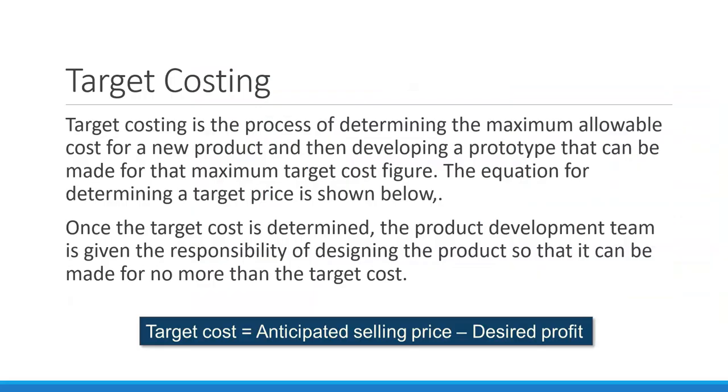The last pricing model that we're going to talk about is target costing. Target costing occurs when the market determines the price of a product. So this means that we don't have flexibility in the price. So we have the anticipated selling price minus our desired profit, and that gives us our target cost. And our product development team then is responsible for designing the product so that it can be made for no more than our target cost.